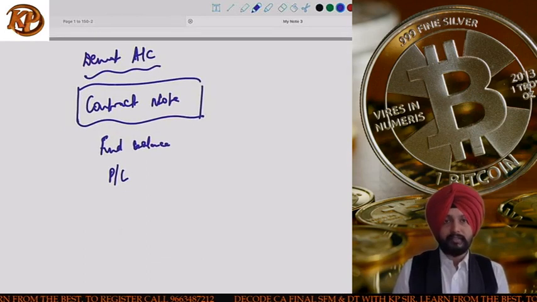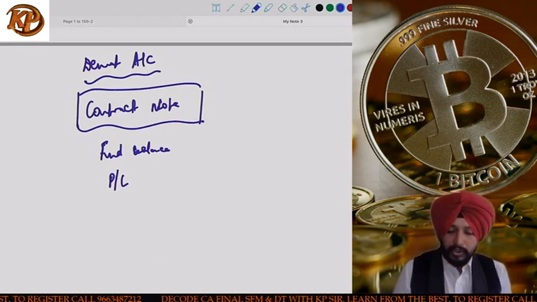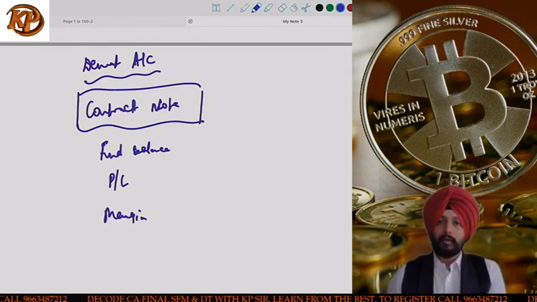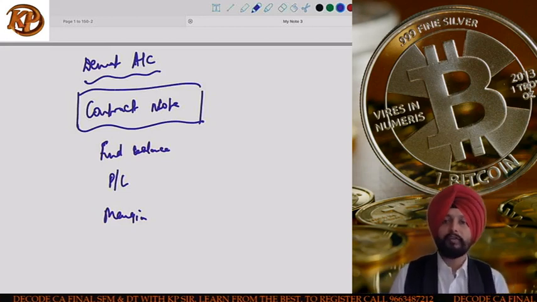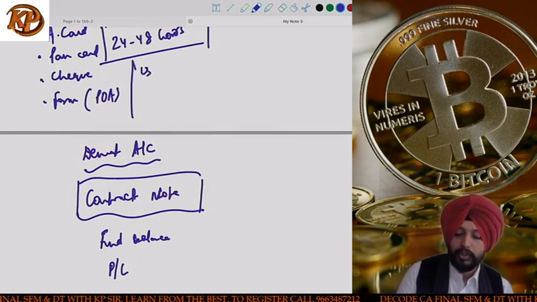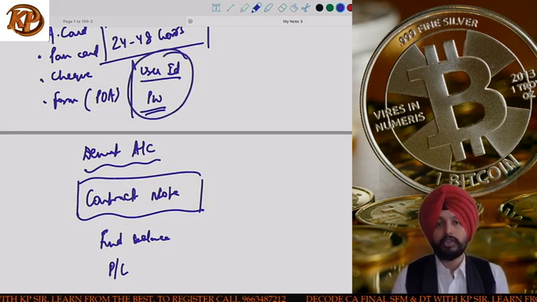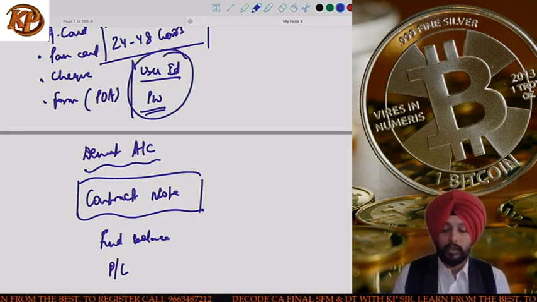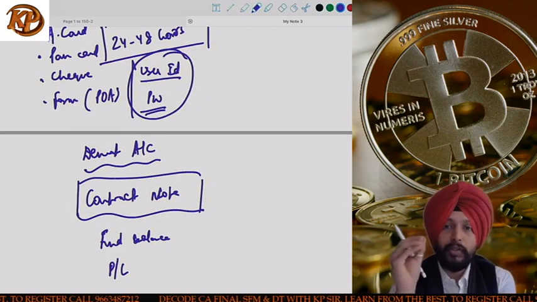Profit and loss statement is available, idle funds available, funds invested available, and the margin that you are using for trading in shares. All these details are available once you go into the Angel Broking application, or you go to their website and put in your user ID and password. Basically they give you a unique user ID and a password. You can put in this user ID and password and start trading shares. Okay, so this is how you open your demat account.